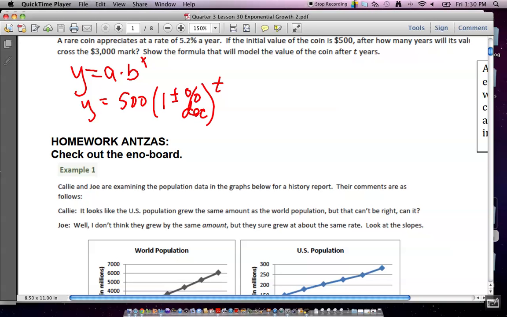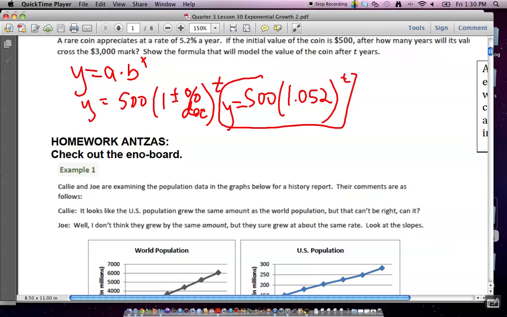Minus would not increase. Now, this says 5.2% per year, but I have to express that percent as a decimal. So what is 5.2% as a decimal? Ashley, head in the game here. 5.2% as a decimal? 0.52. No. Or 0.052. 0.052. So now I get 500 times 1.052 to the t, and I can't forget my y equals. So there is my equation or my function. Y equals 500 times 1.052 to the t power.